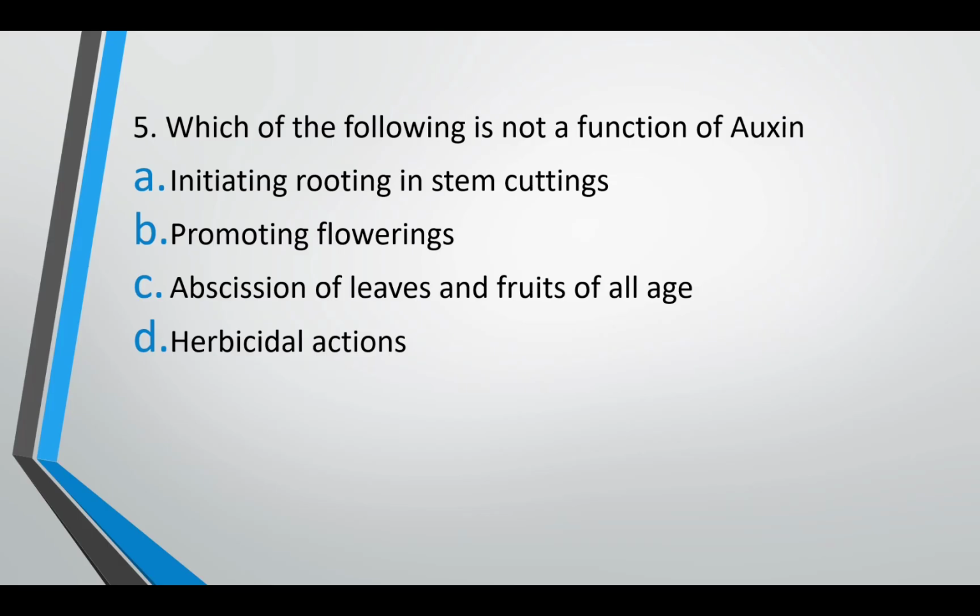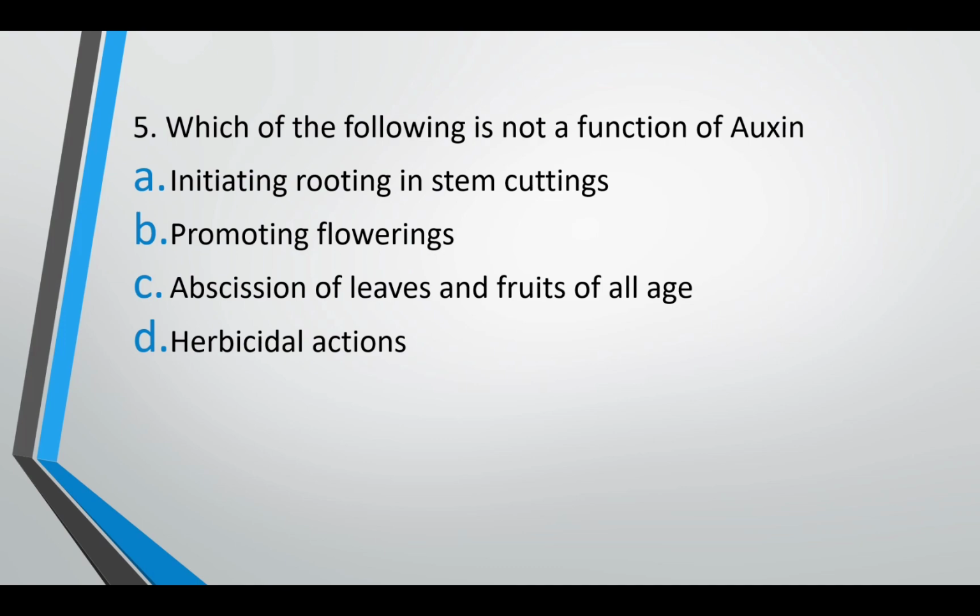Question 5. Which of the following is not a function of auxin? Following four statements are there. Out of these, one is not the function of auxin. Option A, initiating rooting in stem cuttings. Option B, promoting flowering. Option C, abscission of leaves and fruits of all ages. Or option D, herbicidal action. Which of the following is not a function of auxin?